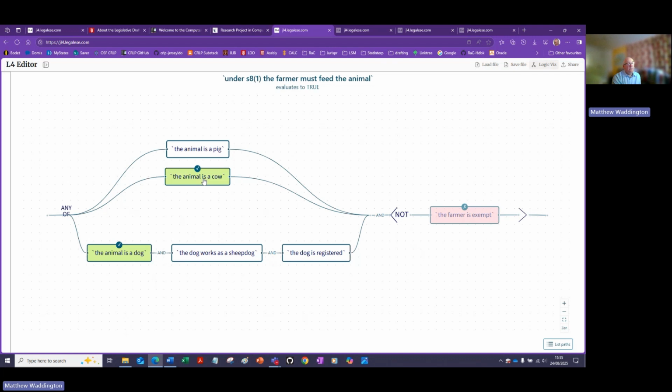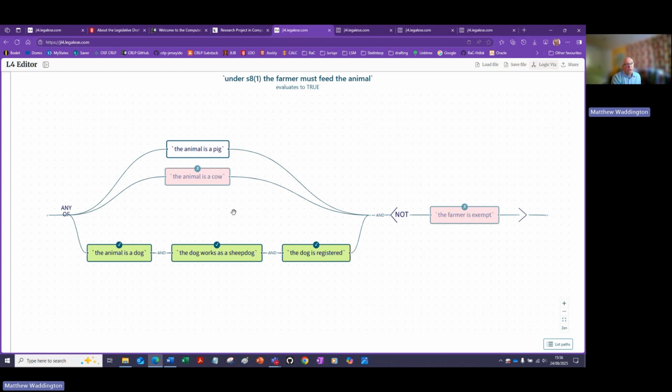I could go through this and say it is a cow as well as being a dog. As a human being, I know that's nonsense. The logical structure of the legislation that I've drafted doesn't demand that that be nonsense, and so the computer doesn't recognize it. So here, for the animal to be a working dog, the animal's got to be a dog, it's got to work as a sheepdog and be registered. And now we have it come out as true. The farmer must feed the animal because the farmer's not exempt. It is a dog, works as a sheepdog, and it's registered.